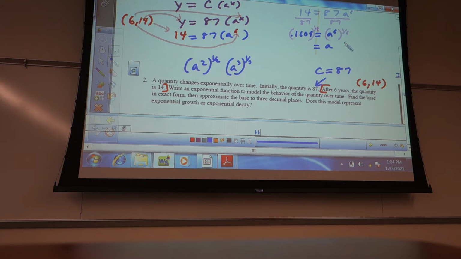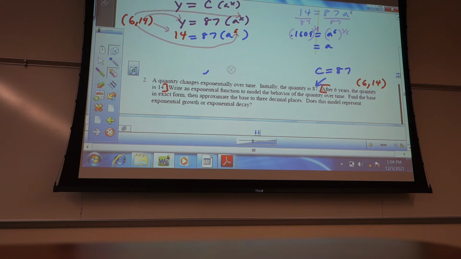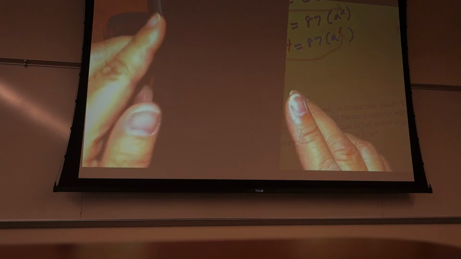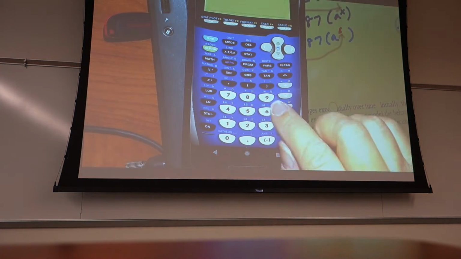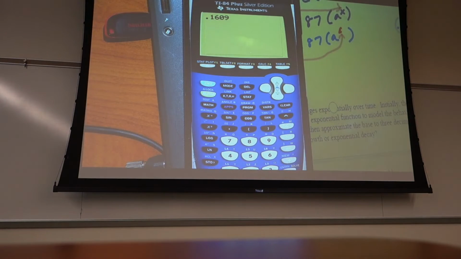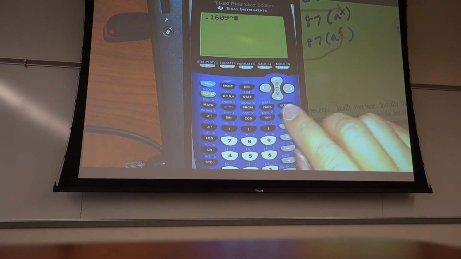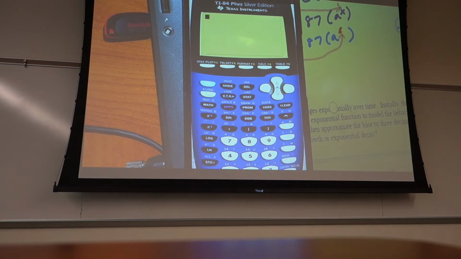So I'm going to raise 0.1609 to the 1/6 power. How would you do that? So there are 2 ways of doing this. You can either find 1/6 to start off with, and I'm kind of lazy, so I'm going to do that one: 1 divided by 6. I get 0.166666666. Everybody good?